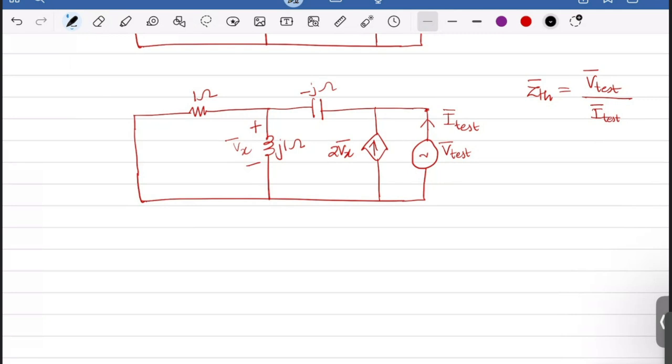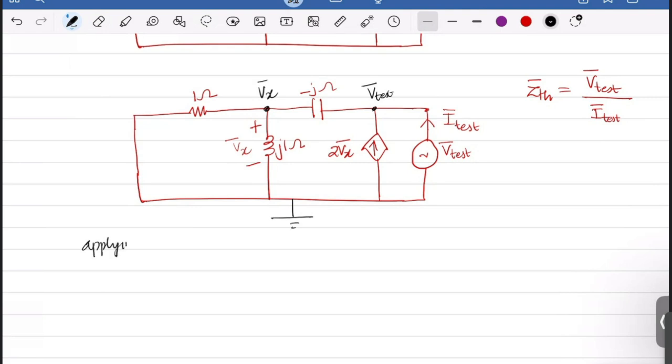Since no ground is mentioned in the problem, you can choose one node as the reference node or ground potential. If that is the case, this node potential is already given, which is Vx, and this node potential is V test. So now you have two nodes, and you can solve the nodal equations. Let us write the nodal equations first.